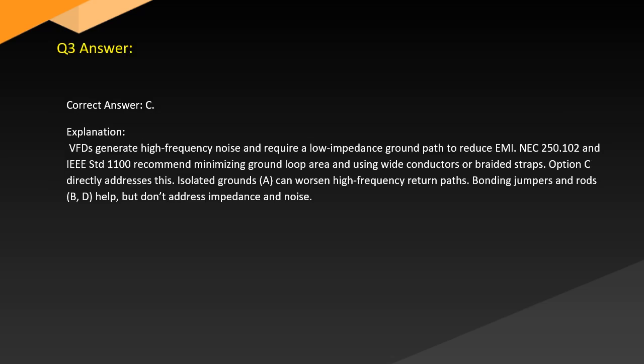Answer. Correct answer: C. Explanation. VFDs generate high-frequency noise and require a low-impedance ground path to reduce EMI. NEC 250.102 and IEEE 1100 recommend minimizing ground loop area and using wide conductors or braided straps. Option C directly addresses this. Isolated grounds (A) can worsen high-frequency return paths. Bonding jumpers and rods (B, D) help, but don't address impedance and noise.